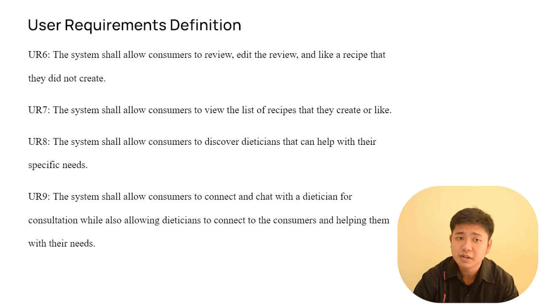User requirement 7 is about the viewing of recipes that the consumer created or liked. The user requirement 8 is about the discovery of dietitians by consumers. And lastly, the user requirement 9 is about the connection between consumers and dietitians.